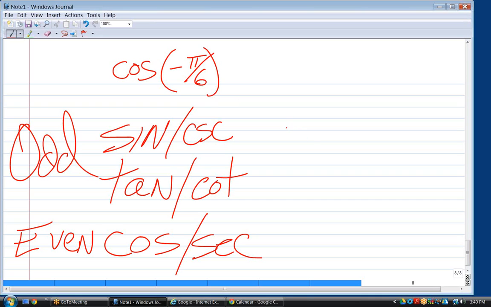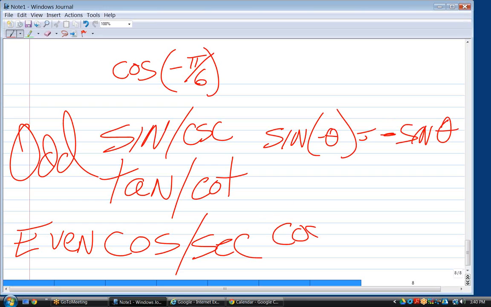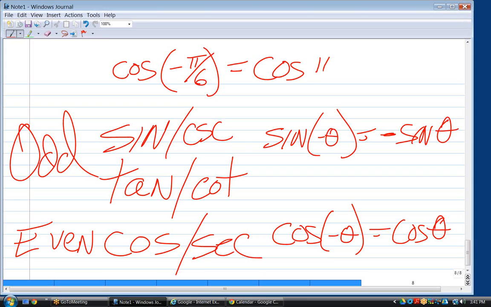And what odd means is that if I have the sine of minus theta, it's equal to minus the sine of theta. And what even means is if I have the cosine of minus theta, that's actually equal to the cosine of theta. No negative sign. So the cosine of minus pi over 6 is the same as the cosine of plus pi over 6. That's 30 degrees. That's root 3 over 2.